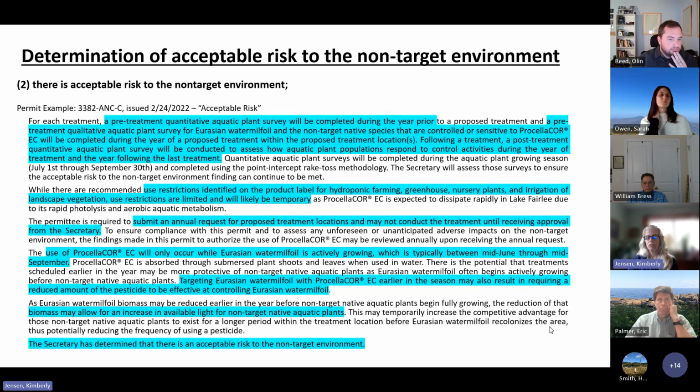So just to summarize, we do look at all the non-target environments and whether there is a risk, and whether that risk is acceptable. So we try to limit both the scope and the amount of pesticides used. We limit the locations. We do provide pre and post qualitative and quantitative plant surveys. And so I think we determine if there is going to be an acceptable risk. Does anybody have any questions about those permit conditions?